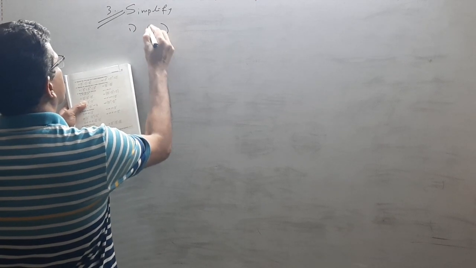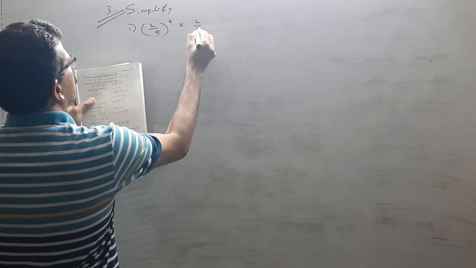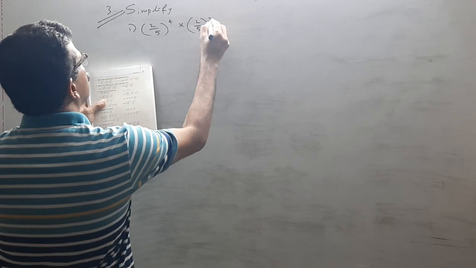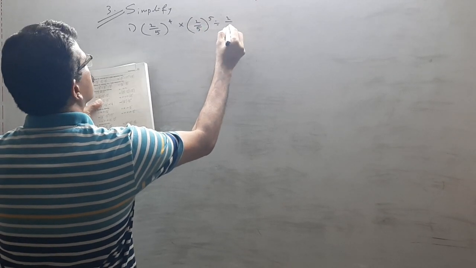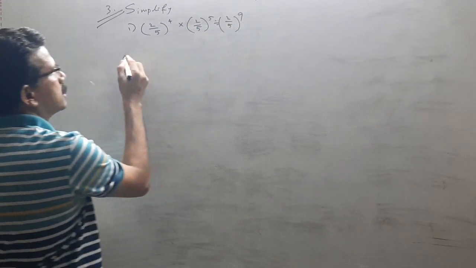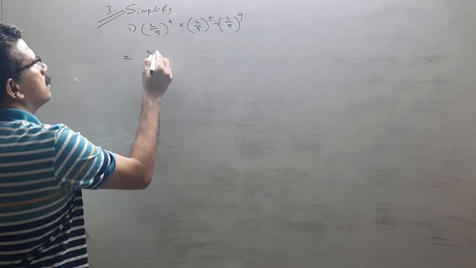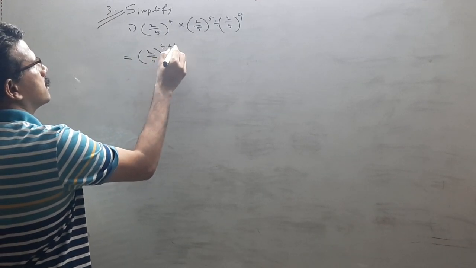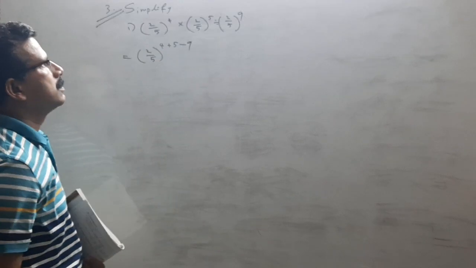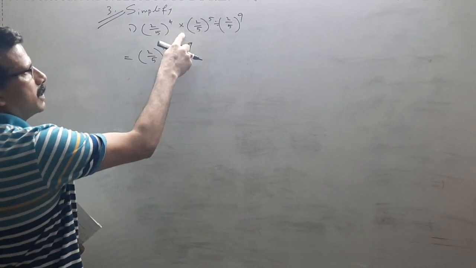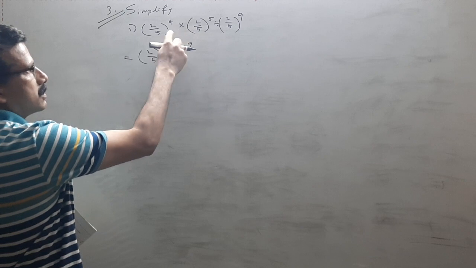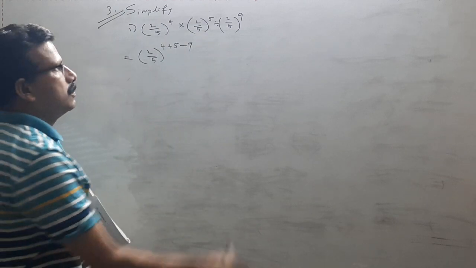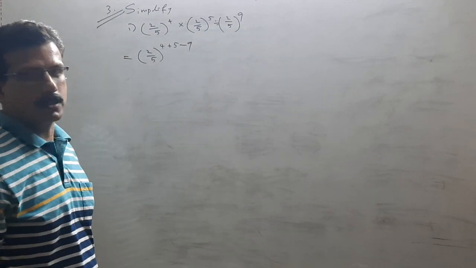(2/5)^4 × (2/5)^5 ÷ (2/5)^9. Exactly the same thing that we did just now. (2/5)^(4+5−9). 4 plus 5, because x^n into x^n is x^(n+n). Now division means the power will be subtracted.